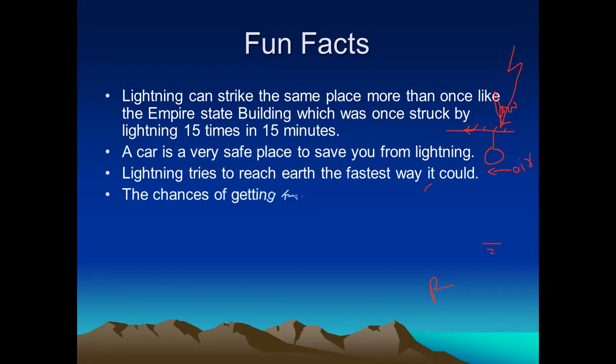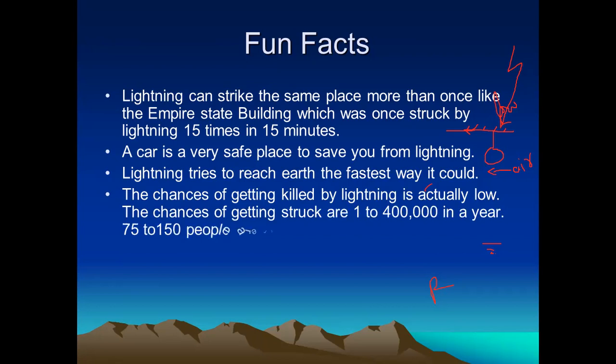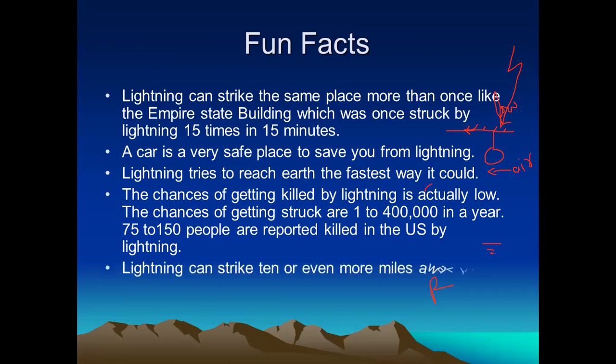Lightning tries to reach Earth the fastest way it can, I mean, it will follow the low resistive path. The chances of getting killed by lightning are actually low. The chances of getting struck are 1 in 400,000 in a year, and 75 to 150 people are reported killed in the US. It's US data. Lightning can strike 10 or even more miles away from a cloud.